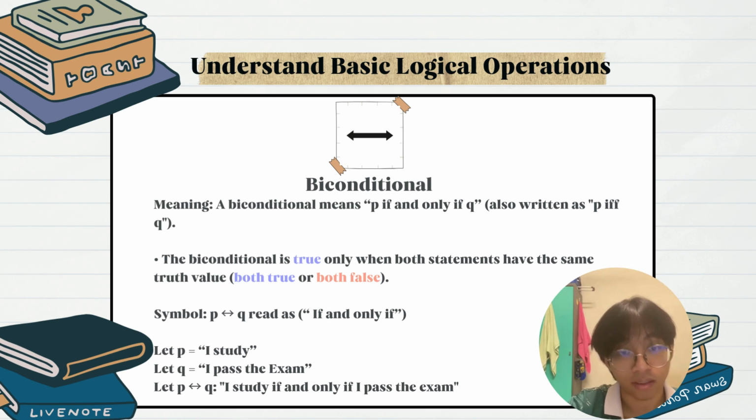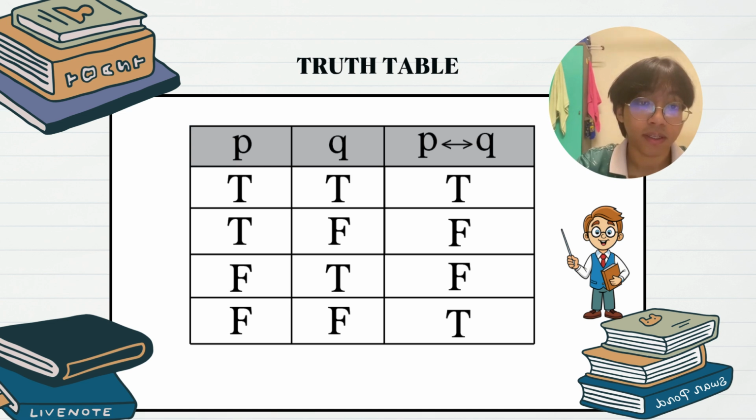To give you a perfect example, let P equal I study and let Q equal I pass the exam. Let P if and only if Q be: I study if and only if I pass the exam. We can see from the truth table, the truth value will be false if either one of the variables is true and the other is false.